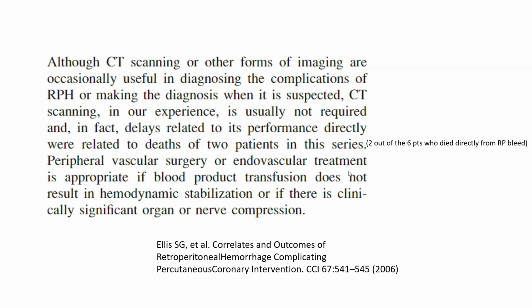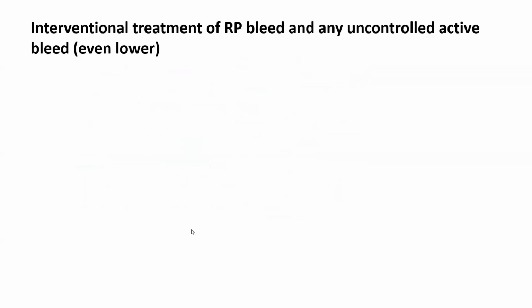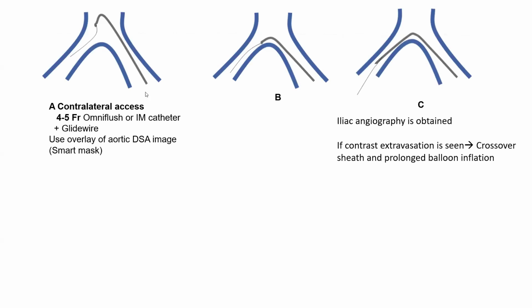Peripheral vascular surgery or endovascular treatment is appropriate if blood product transfusion does not result in hemodynamic stabilization or if there is a clinically significant organ or nerve compression. I want to explain what is the interventional treatment of RP bleed and any uncontrolled active bleed, even lower bleeding. What do we do in the cath lab when we take those patients back? So here's what we do.